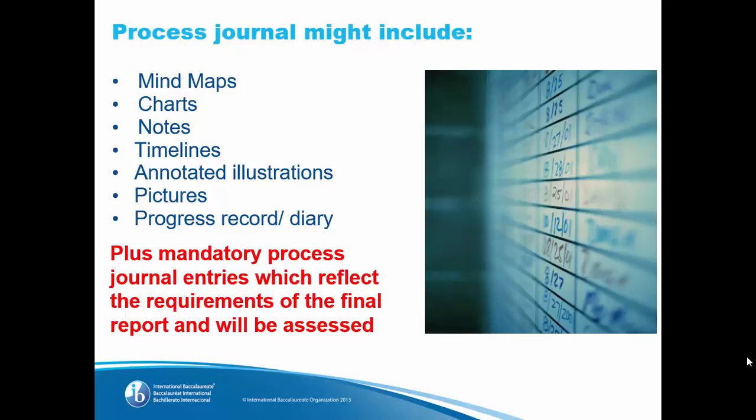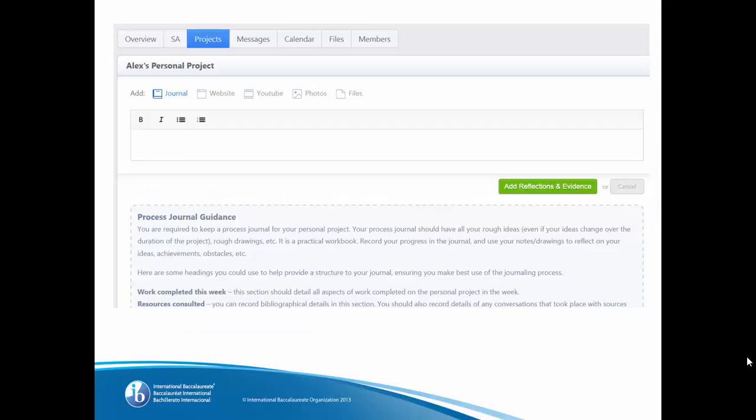So your process journal has two parts: the general stuff of you maintaining a record of what you've been doing, and also my mandated process journal entries, which are designed to help you prepare for your final report, the first draft basically. When you enter a process journal entry, you'll click on enter process journal entries, and you get to a page like this, and you can journal, just type in, you could add YouTube clips, websites, additional photos, additional files. All these things can be easily added into your process journal. And that's what you're going to be doing moving forward.